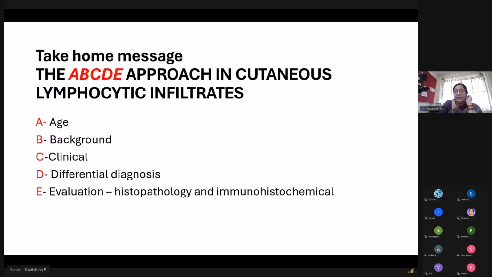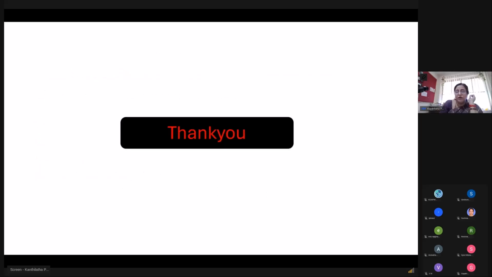Look at the clinical picture. If it is a regressing lesion, then it is lymphomatoid papulosis. If it's a long standing in the bathing trunk, it's usually MF. Consider all the differentials as I listed, and the final evaluation is with histopathology and immunohistochemistry. Thank you. Any doubts in this?